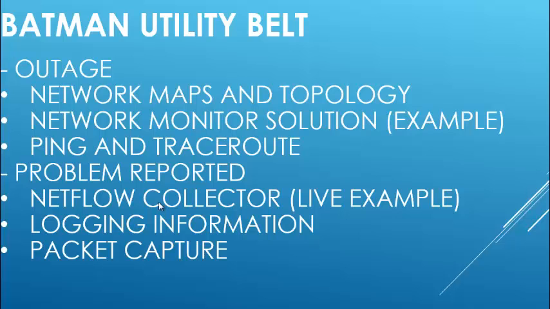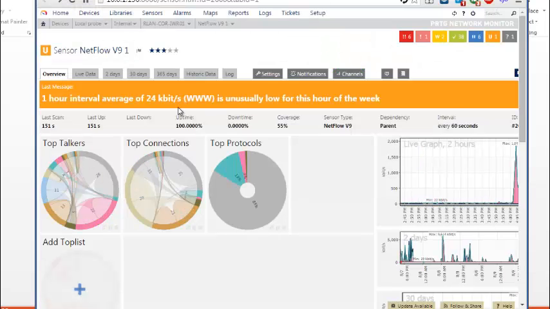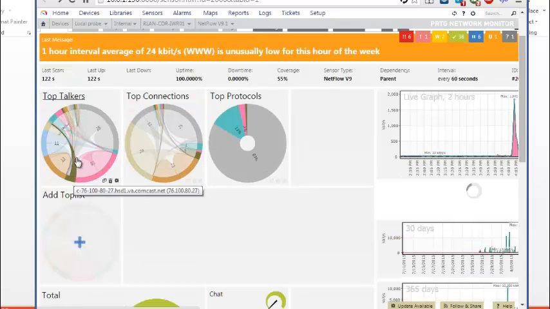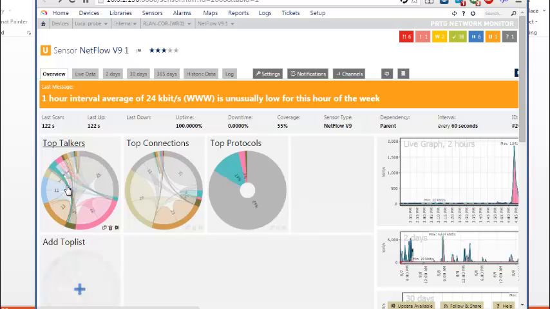So your additional tools at your disposal are, number one, a NetFlow collector, which you want to get set up if you don't have a good one already in use. And I'll show an example of a NetFlow collector. So this one is an example on PRTG, and you can see the top talkers on the network, top connections, top protocols.